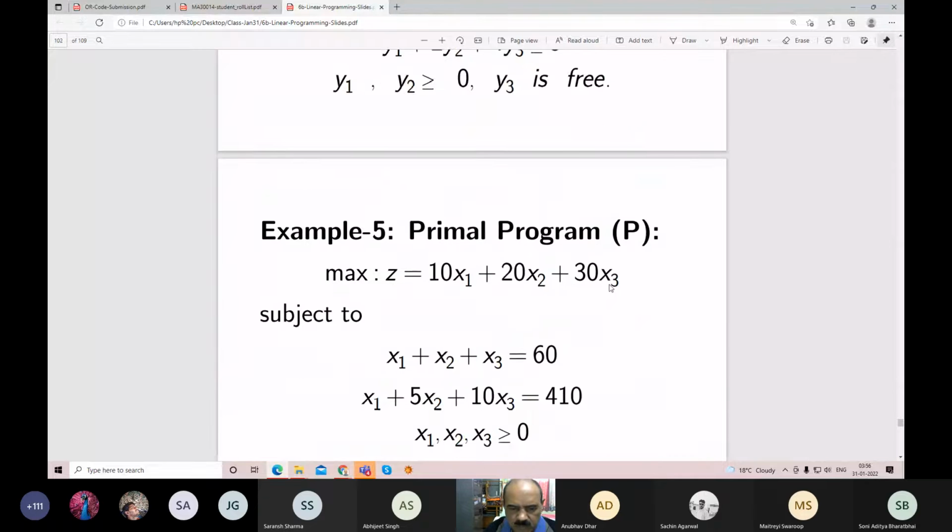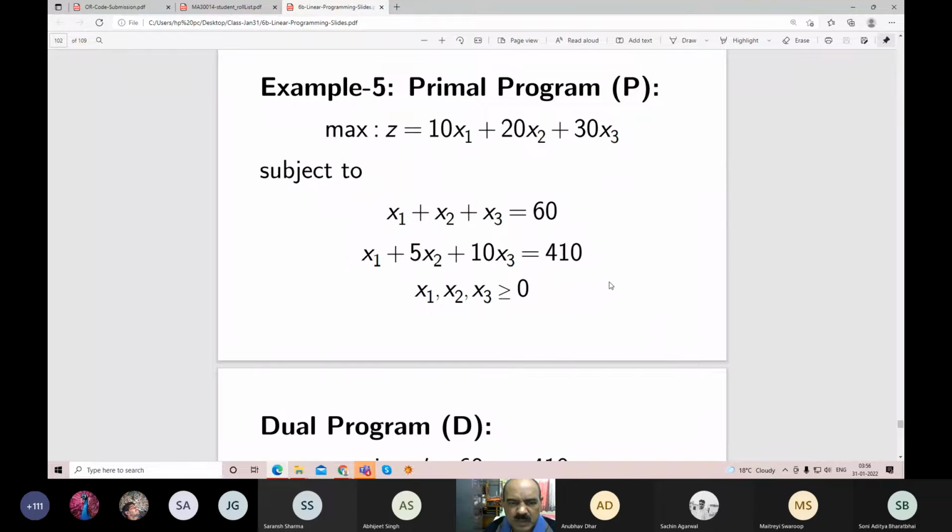Now, see, this is another example. The objective function is maximization type. The constraints are equality type. Which method will apply to solve the problem? One method is the basic feasible solution method. How to solve? These two are equality type. You set x3 equal to 0 and find the solution. If it has a solution, you can find it.